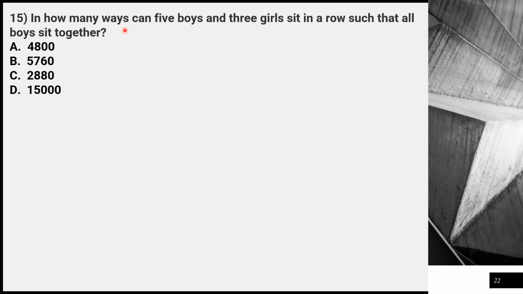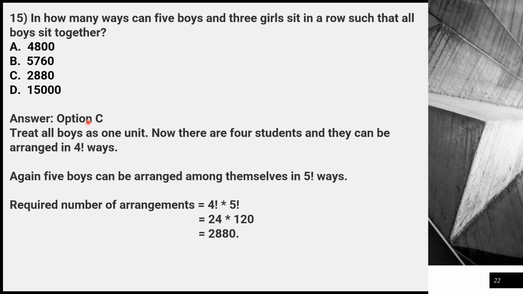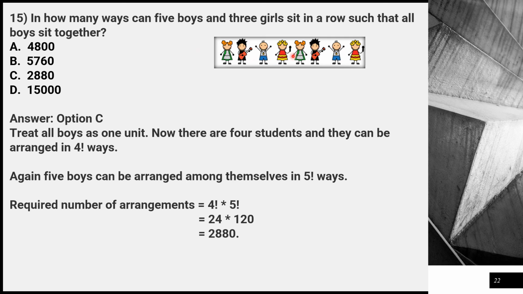So in how many ways can 5 boys and 3 girls sit in a row such that all boys sit together? So here are the options. Let us see. The option is C. Let us consider this is the group of 5 boys and 3 girls. Assume 1, 2, 3, 4, 5 and 1, 2, 3, in which all boys should be placed together and the remaining 3 girls are remaining. So treat all boys as one unit. Now there are 4 units, and that can be arranged in 4 factorial ways.